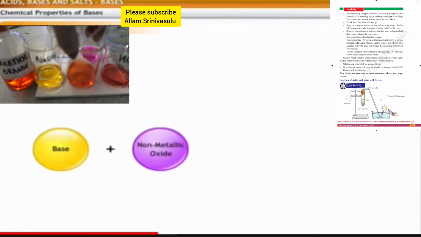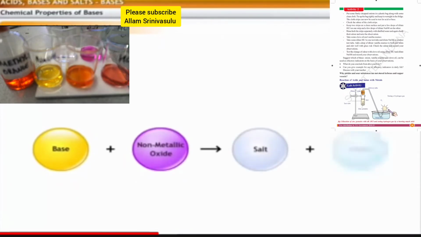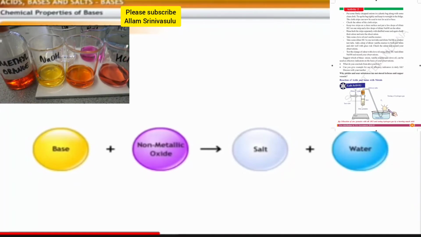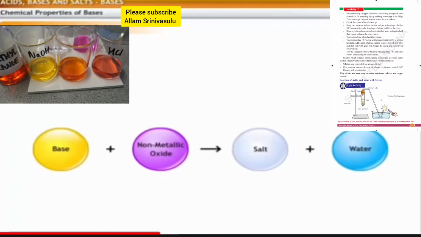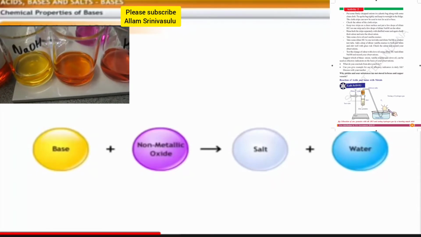Base reacts with a metal oxide to form salt and water. Base reacts with a non-metal oxide to form salt and water.